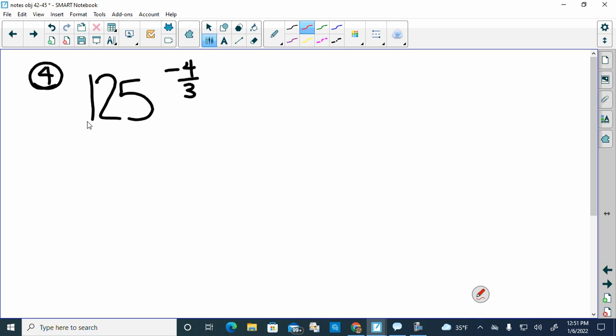Okay. Now we got fractions. So remember the first step was to do the bottom part of the fraction. It's not square root, it's going to be cube root. So that's going to be my first step.